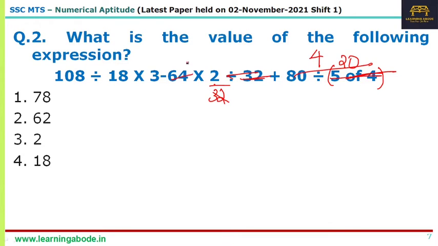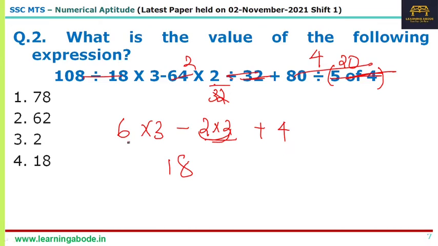So we have 2 into 2, like 4, and then we have 108. So next division, 108 divided by 18. Now that's like 6. Okay, so what we have finally is 6 into 3 minus 2 into 2, okay, plus 4. So this 2 into 2 comes first, okay. So in priority this comes first. And of course this is also in priority.